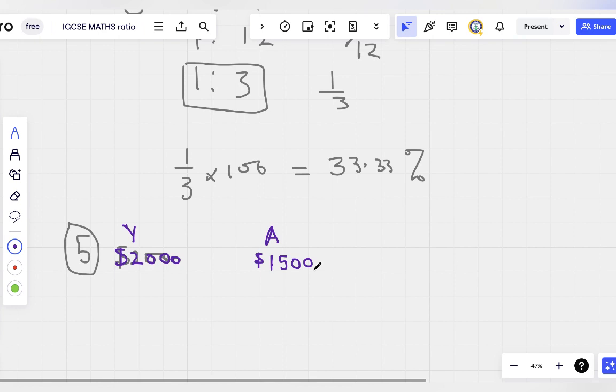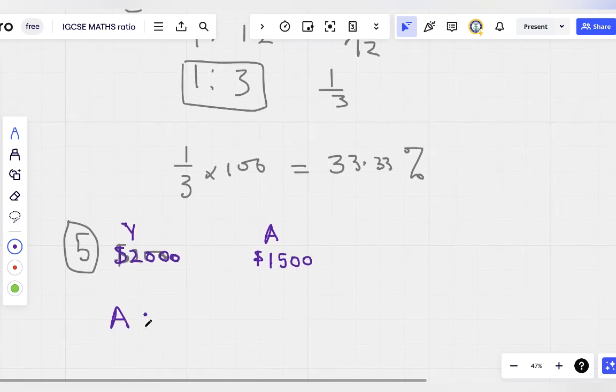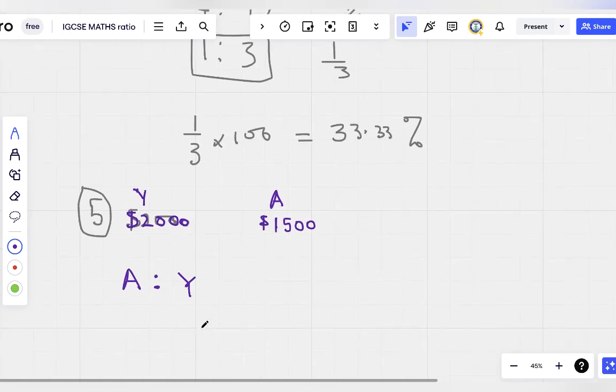What is the ratio of Aisha's salary to Yusuf's salary? You always write first the one they mention first. They say Aisha first, so I'm going to write A first. Don't write Yusuf to Aisha like the way I wrote it first time. I was just jotting down what they were saying. But when you want to solve, you follow the way they ask you the question. So you must write Aisha's first.